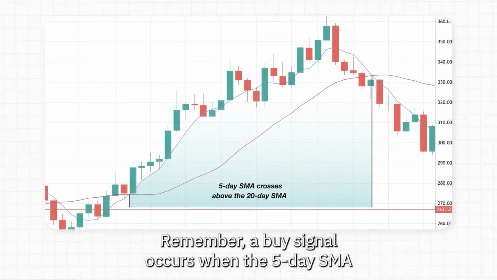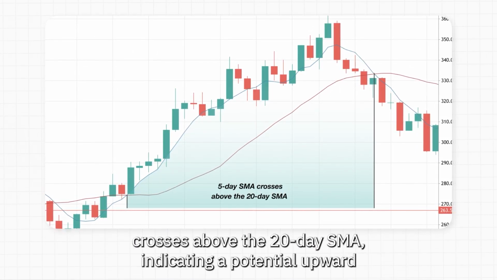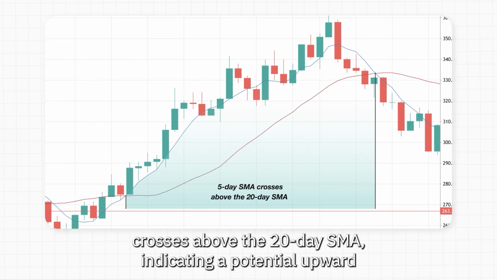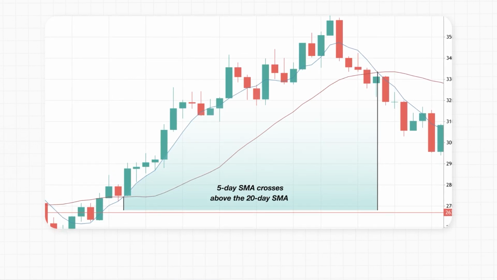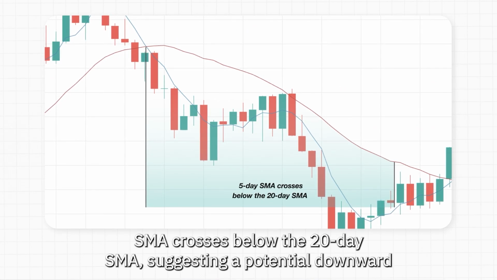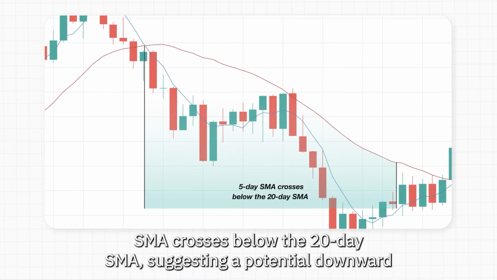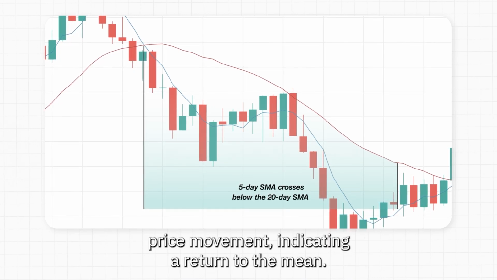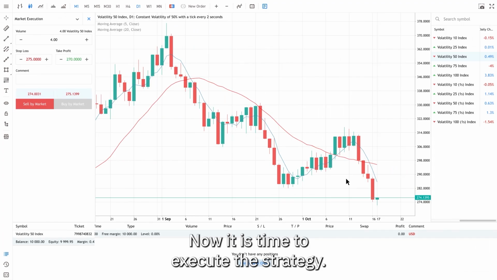Remember guys, a buy signal occurs when the 5-day SMA crosses above the 20-day SMA, indicating a potential upward price movement as the index reverts to its mean. Conversely, a sell signal happens when the 5-day SMA crosses below the 20-day SMA, suggesting a potential downward price movement indicating a return to the mean. Now it is time to execute the strategy.